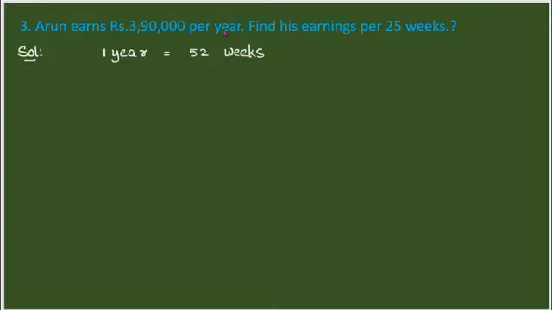Now we can write that Arun's earning per 52 weeks equals Arun's earning per 52 weeks, because here instead of taking year we are taking weeks. Why? Because we need to see that the units are same. Equals what is given in the question, that is rupees 3,90,000.